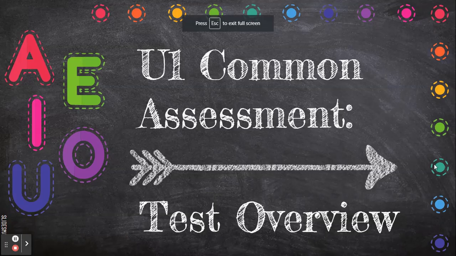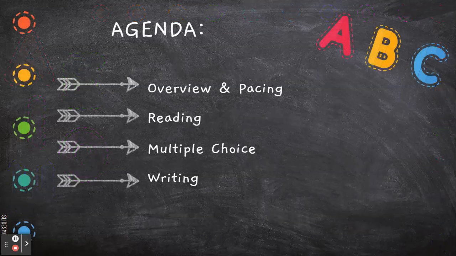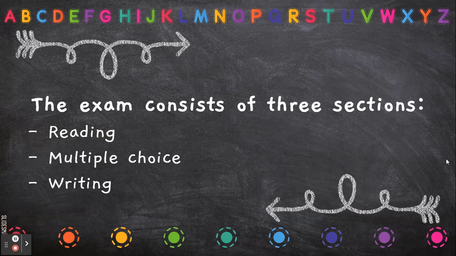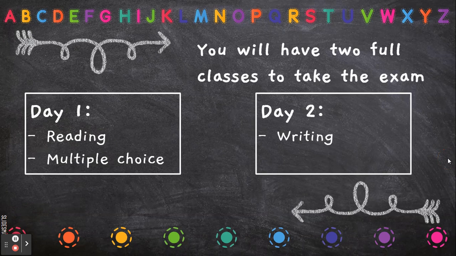Let's look at the Unit 1 Common Assessment. Here's an overview, and we'll look at the reading, multiple choice, and writing. So the test consists of 3 parts: reading, multiple choice, and writing. You'll have 2 full classes to take the exam.